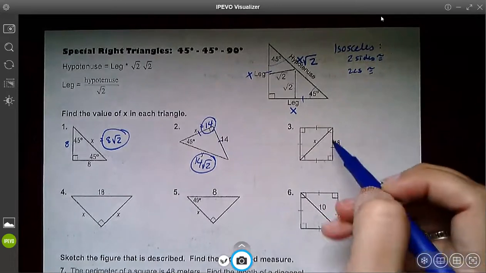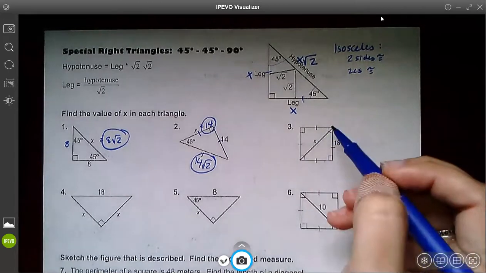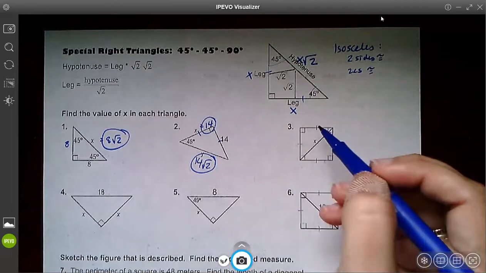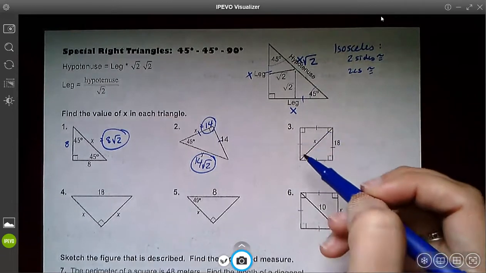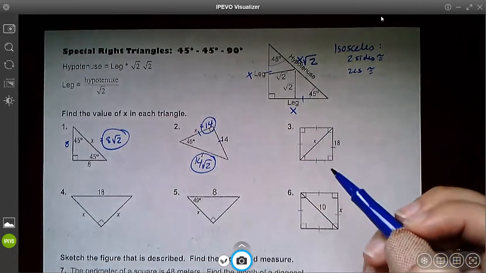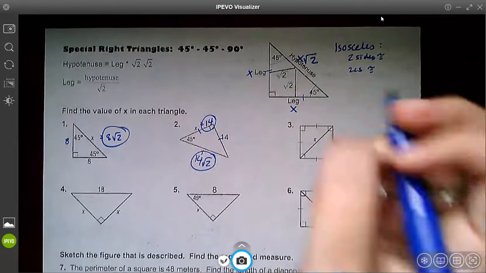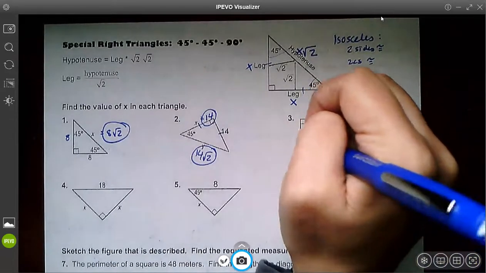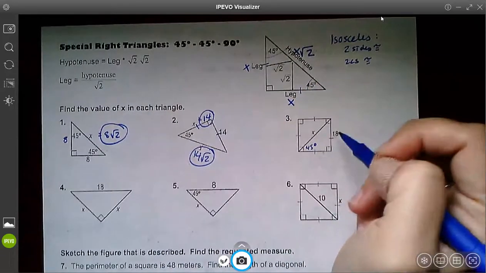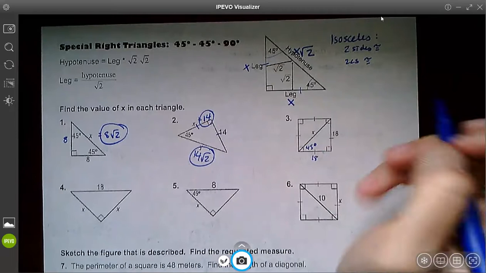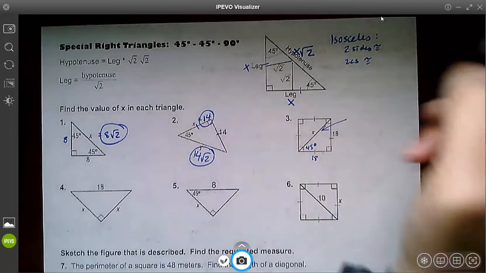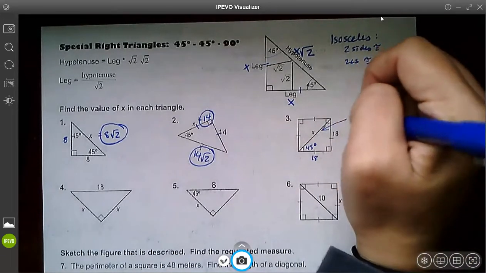Here I have a square. We know it's a square because all 4 sides are marked congruent and all 4 angles are marked right. So that diagonal creates a 45, 45, 90 triangle. These two are congruent, so this is 18. Find our diagonal of our square. 18 root 2.